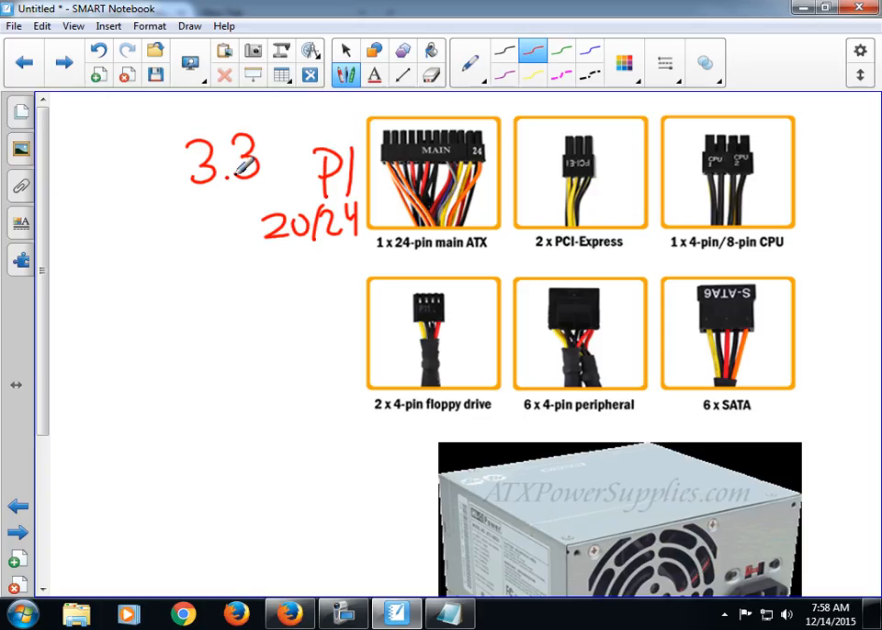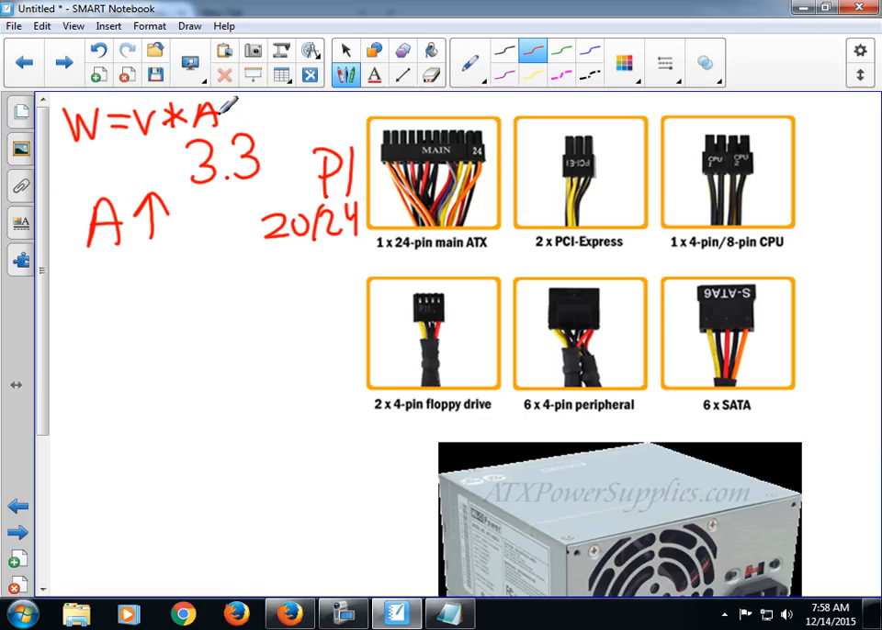So the voltage is low, but the amperage could be very high. Remember, the potential is low, but it could have a lot of current going through, so the motherboard can pull a lot of power, because remember that total power, which is watts, equals volts times amps. Okay, so this one is 3.3.